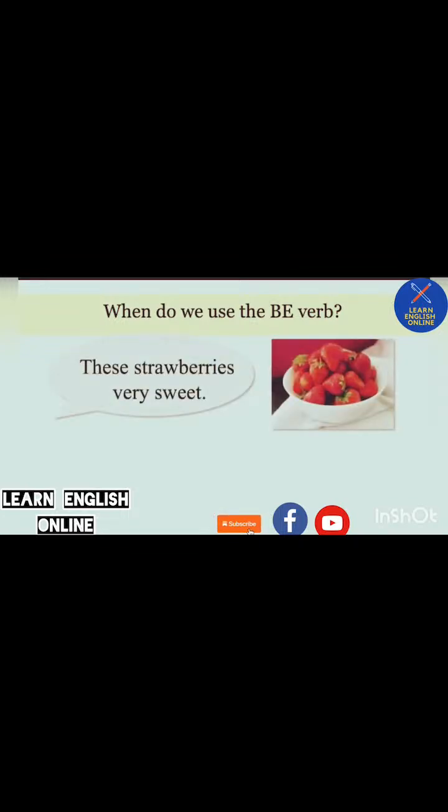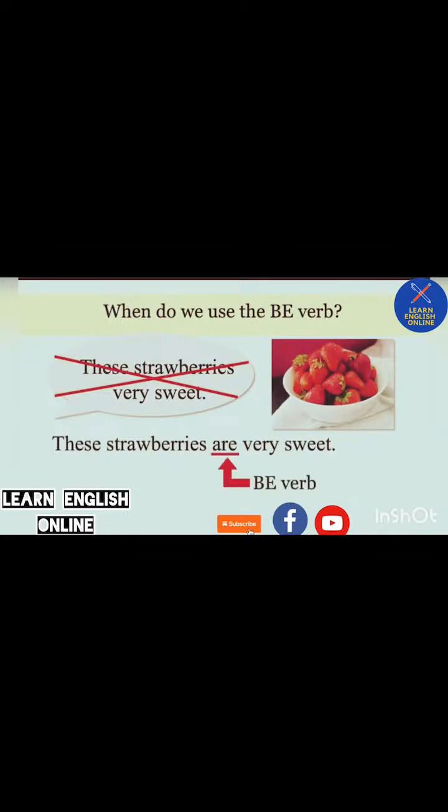If you say, "These strawberries very sweet," I understand, but the grammar is incorrect. There is no verb in this sentence, and every sentence needs a verb. So we use the be verb. The strawberries are sweet. And here, are is the be verb that connects the strawberries. This is correct grammar.